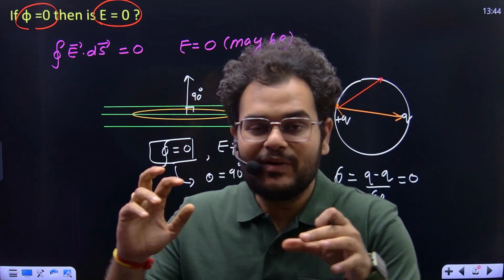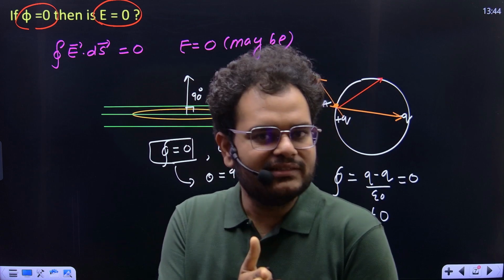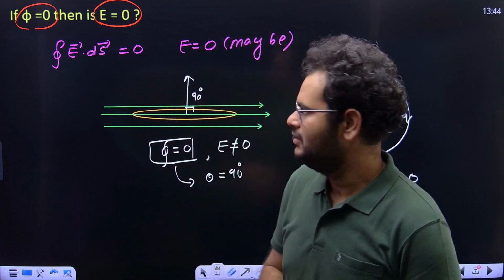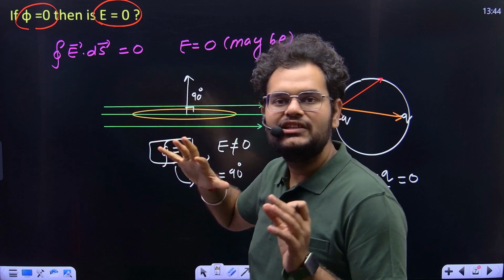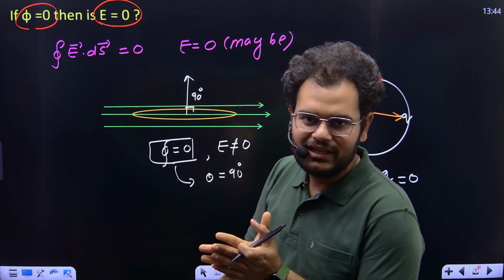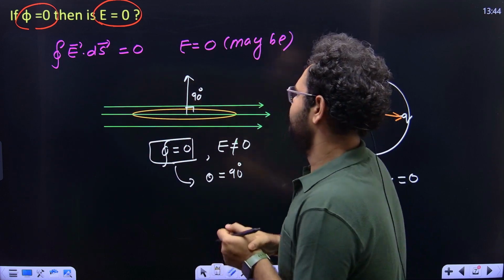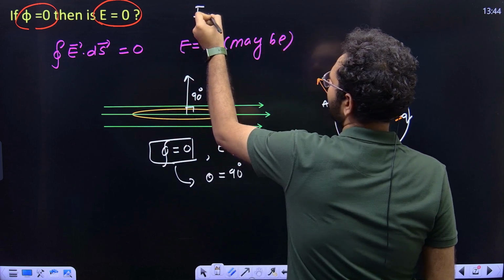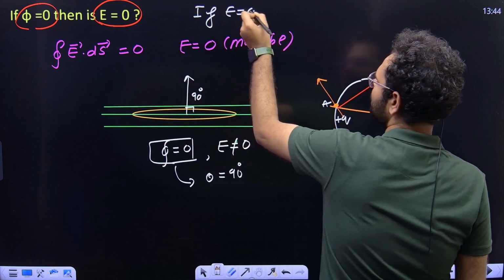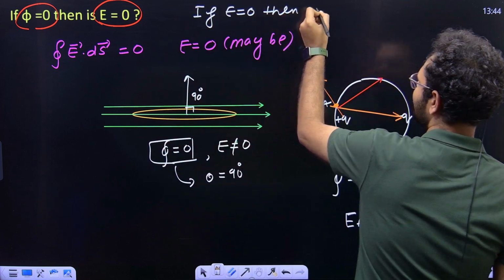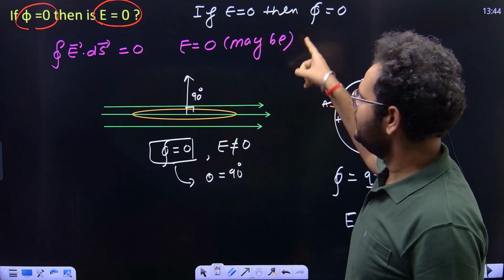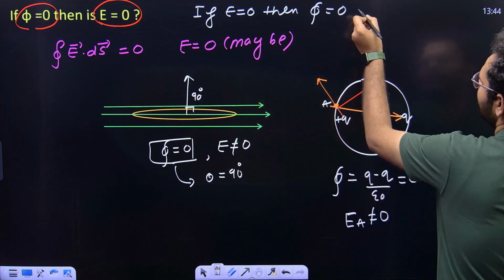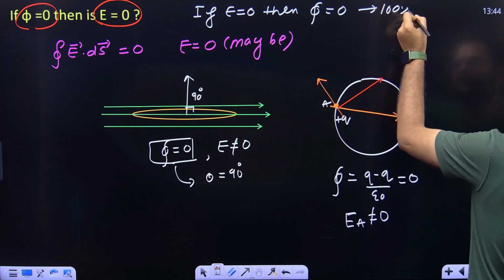So whenever a statement comes in the exam, if field is 0, then flux is 0. Sorry, if flux is 0, then field is 0. Is it true? Not true. Are you getting it? But if I say, if E is equal to 0, then can I say phi is equal to 0? Is this correct? If the electric field is 0, flux is 0, 100%.